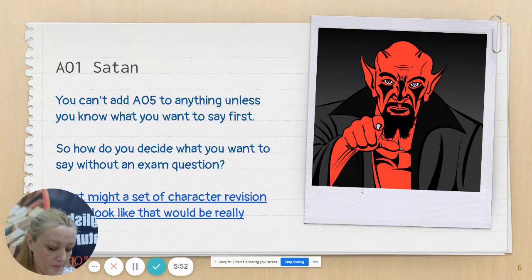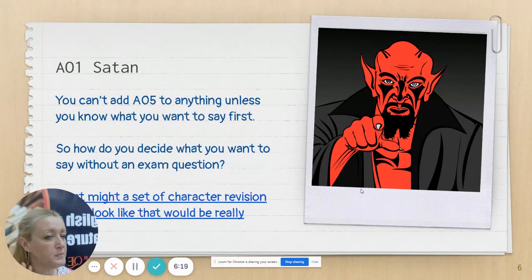Okay. So here's the point, I think, where a lot of students become a little bit unstuck with how you use AO5. And it's because you can't use AO5, I don't think, until you know what your own AO1 is. If all you have is an essay full of other people's opinions, it's not your essay, is it?